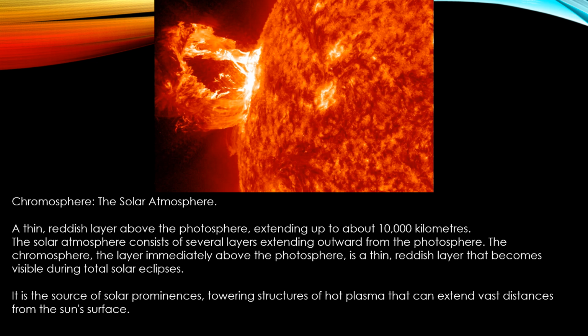The chromosphere is a layer immediately above the photosphere, a thin reddish layer that becomes visible during total solar eclipses. It is the source of solar prominences, towering structures of hot plasma that can extend vast distances from the Sun's surface.